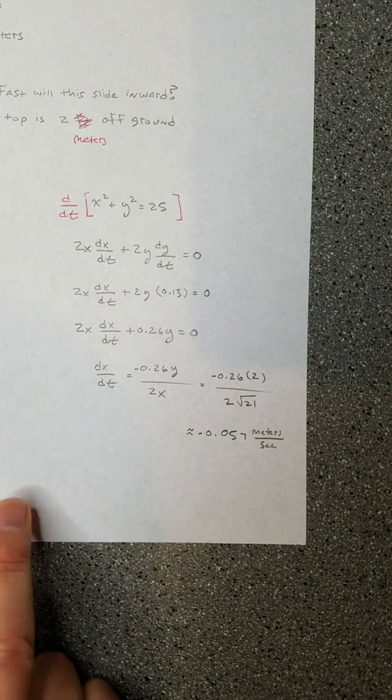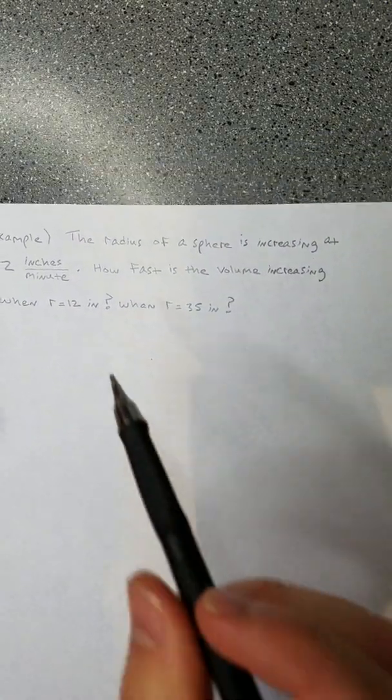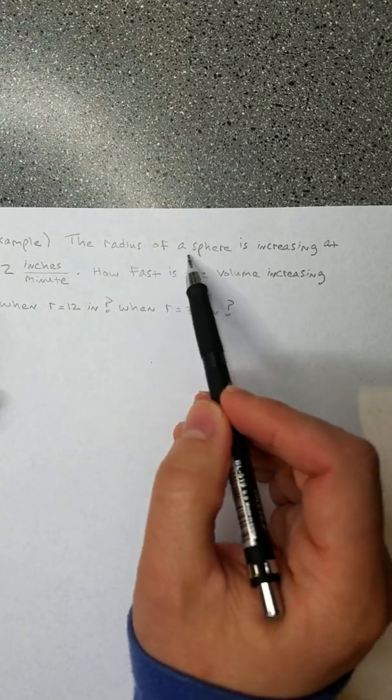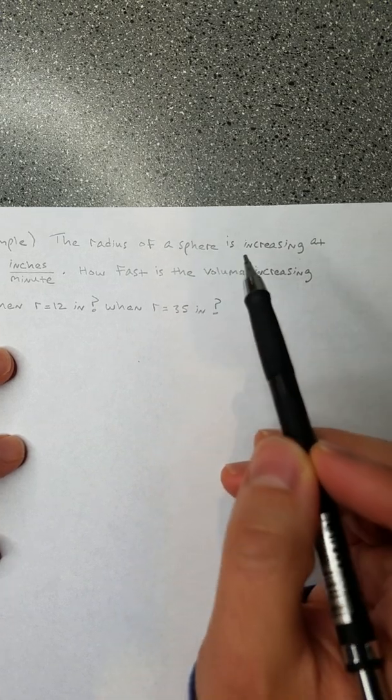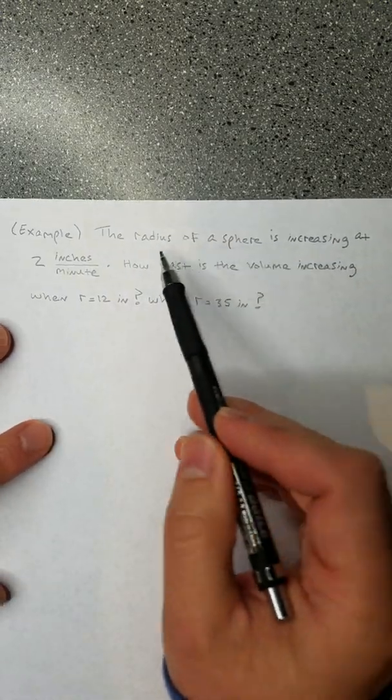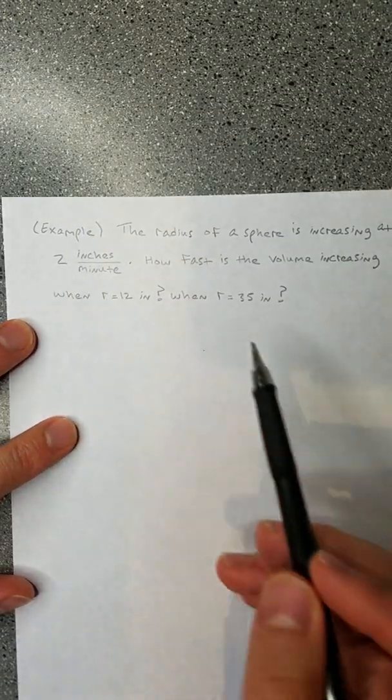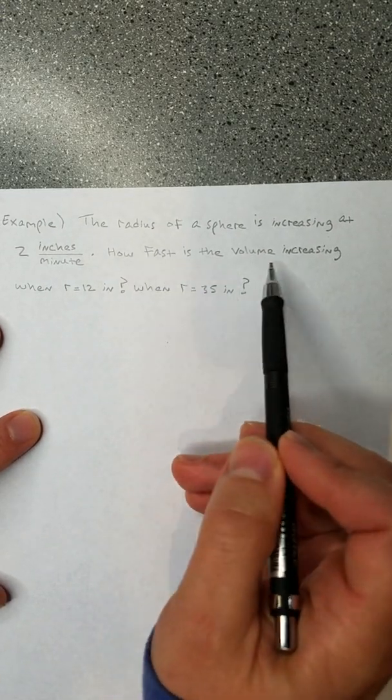All right, let's look at something else then. So let's try this one. Suppose you had a sphere, like maybe a balloon or something like that, and it's being inflated in a way that the radius is increasing at 2 inches per minute. How fast is the volume increasing?